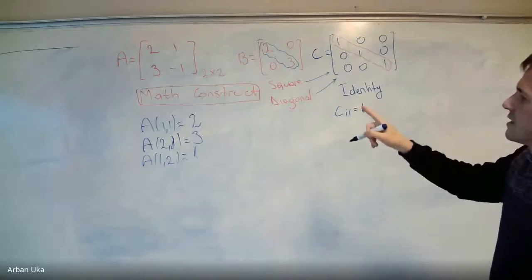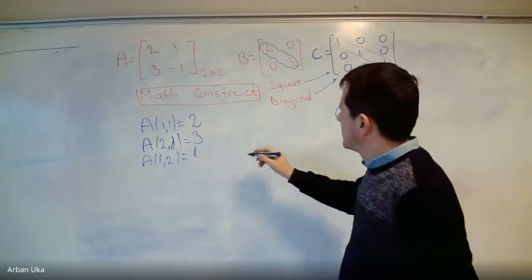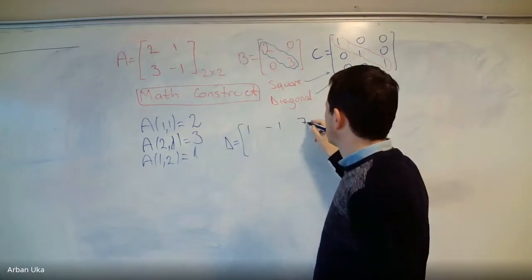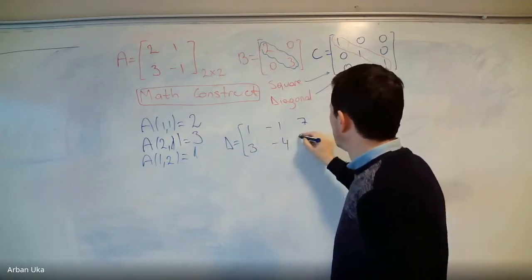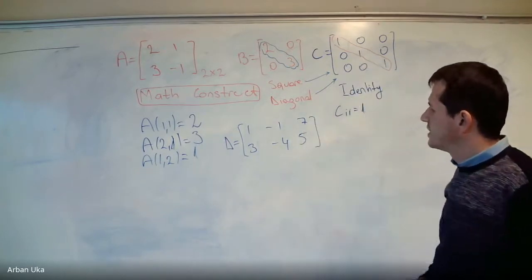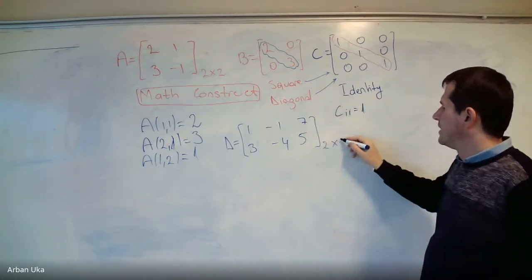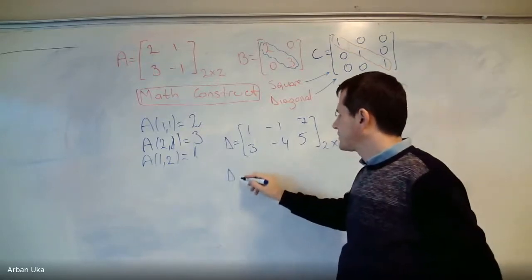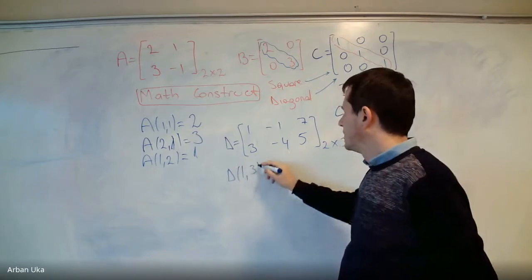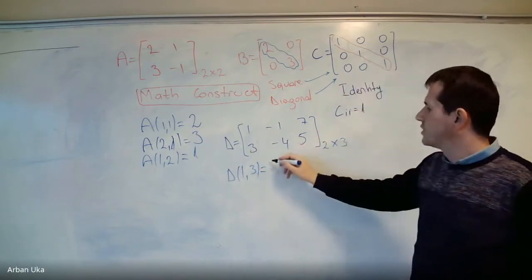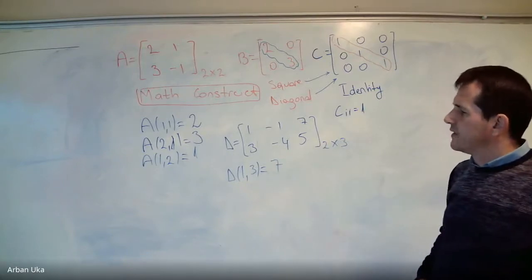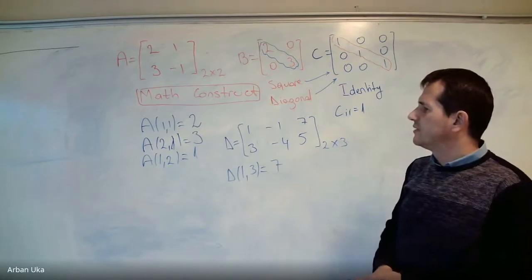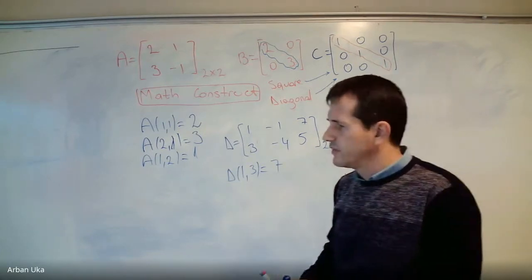So these matrices that we have shown here are all square matrices, but we can also provide one which is D equal to 1, minus 1, 7, 3, minus 4, 5. This is a matrix which is 2 by 3. It has 2 rows and 3 columns. So for example, here D13, the first row, third column, is equal to 7. So these are matrices as mathematical constructs where we have numbers organized in a specific array.